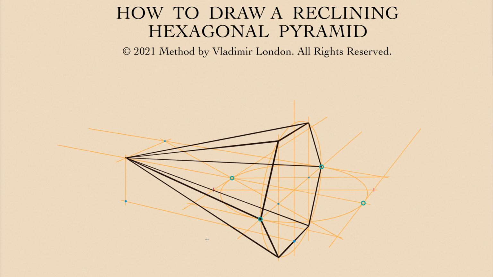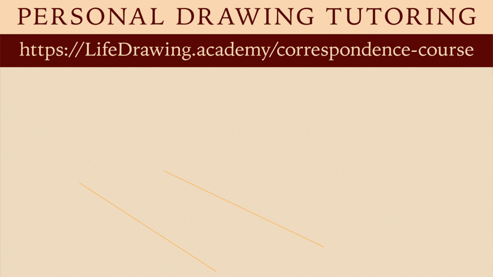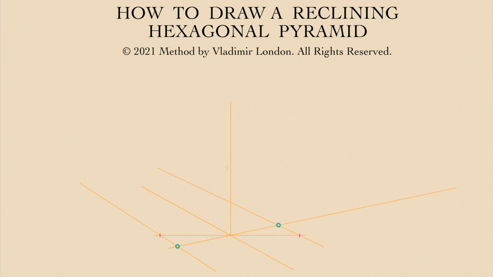But what if you need to draw a pyramid from the ground up? I will show you how to do it in the next drawing. A special method developed by me for the Life Drawing Academy correspondence course students works perfectly well for this case. On the ground, I draw in perspective a virtual circle as a perfectly elliptical oval, which is inscribed into a square. Through its center go several axes.